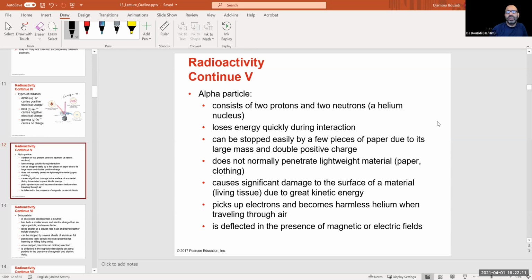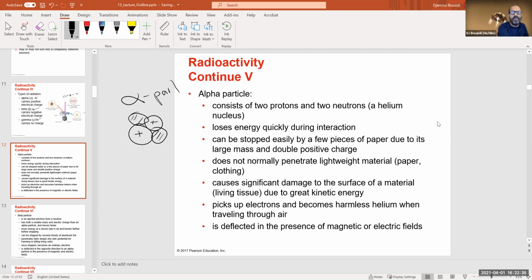So again, alpha particles consist of two protons and two neutrons, which is essentially helium, the nucleus of the helium atom. That's exactly what it is. You have 2 protons, you have 2 neutrons. This one has positive charge, this one has positive charge. This is neutral, and this is neutral, and this is what the alpha particle is.